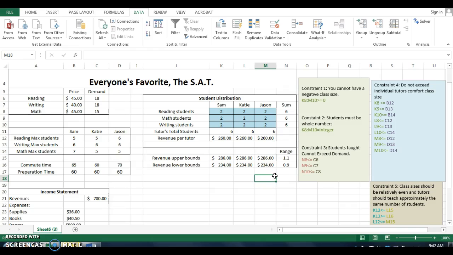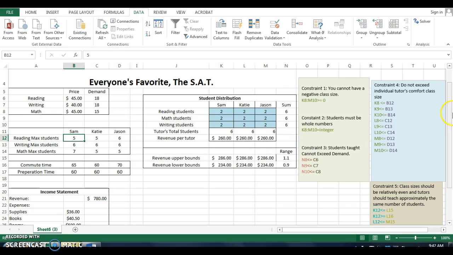Constraint 4 is that I do not exceed the individual tutor's comfort class, and let me just put it in apostrophe. Basically what that means is that each one of these has a corresponding box in each one of these, and I can never have the number in blue exceed the number over here. So if Sam only feels comfortable teaching 5 students in her reading class, then the amount of students that I actually put in her reading class over here should never exceed 5. So these are basically saying that each blue one must be less than or equal to its corresponding box over here.